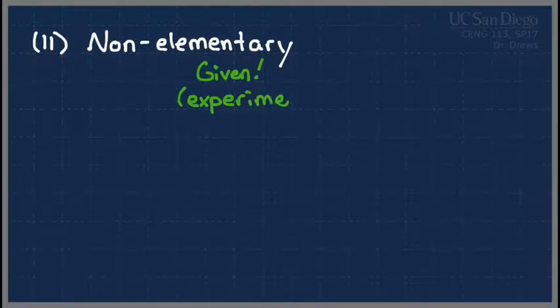Somebody went out and said, I've got a couple of different rate laws. I'm going to do the actual experiment, see which one matches best, and that's the rate law. And so you can end up with non-elementary rate laws.